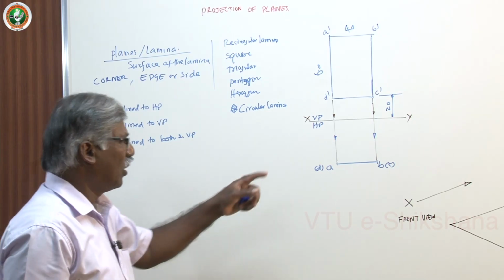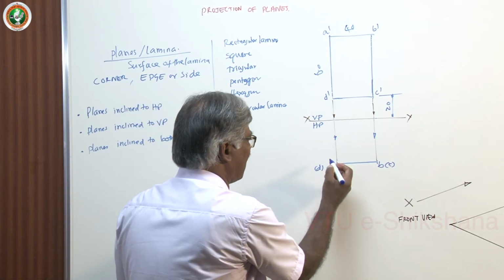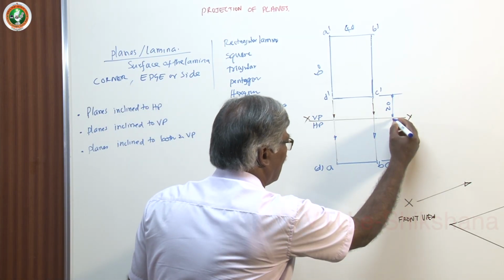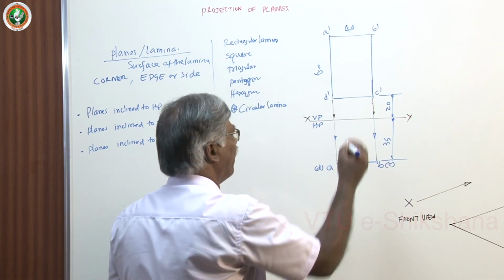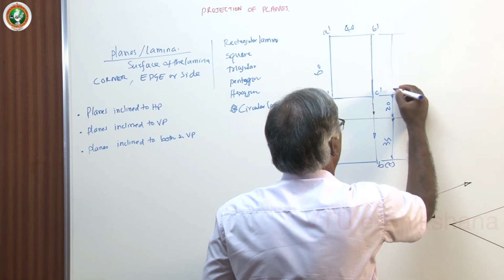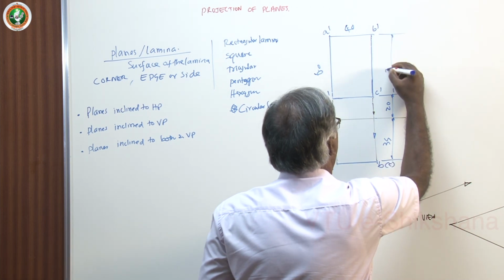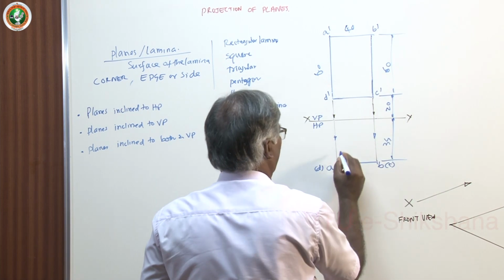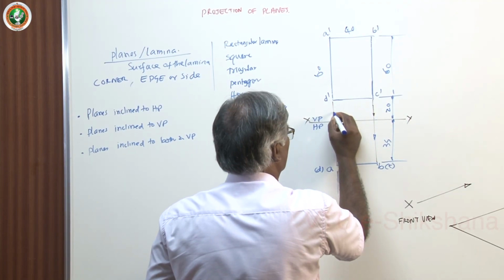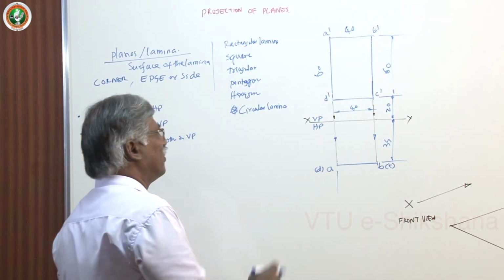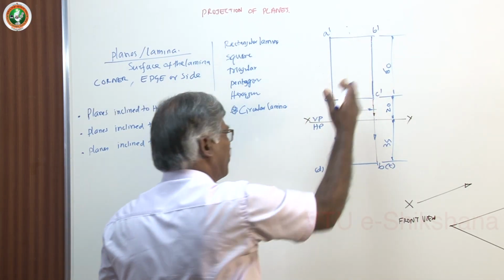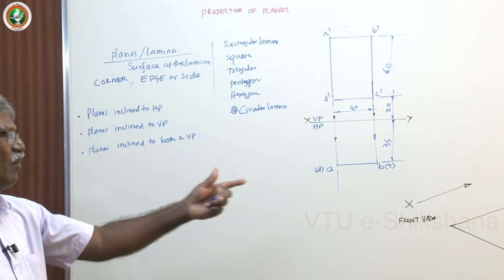Project it. At what distance? Because lamina itself is 35 mm in front of VP, keep it like this. This is how you dimension. 60, and here you can keep 40. Very rarely you can keep inside, otherwise you can keep outside. So this is how the projection of planes is done for a simple model.